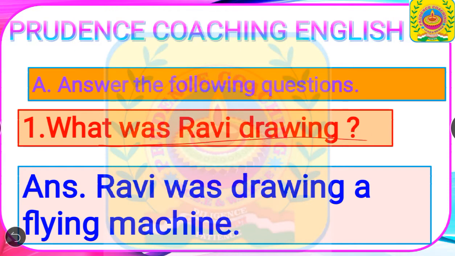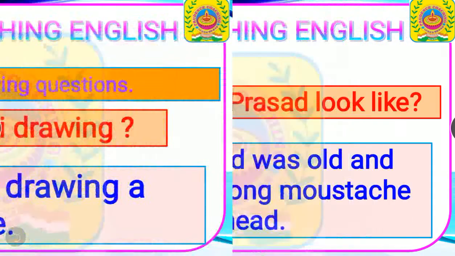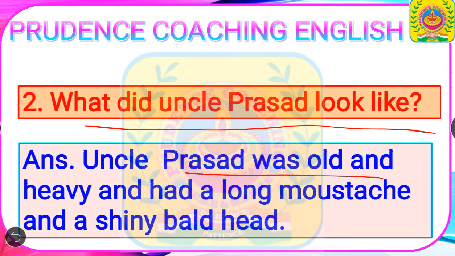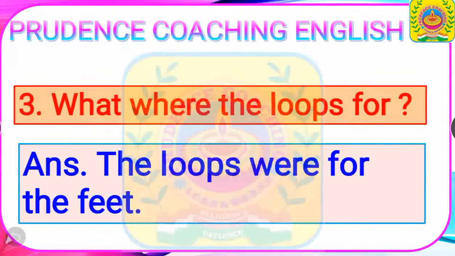Number 1. What was Ravi drawing? Answer. Ravi was drawing a flying machine. Next question is what did Uncle Prasad look like? Answer. Uncle Prasad was old, heavy and had a long mustache and a shiny bald head. Number 3. What were the loops for? Answer. The loops were for the feet.